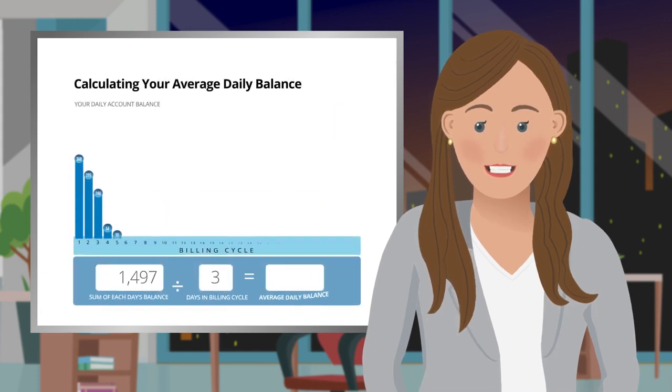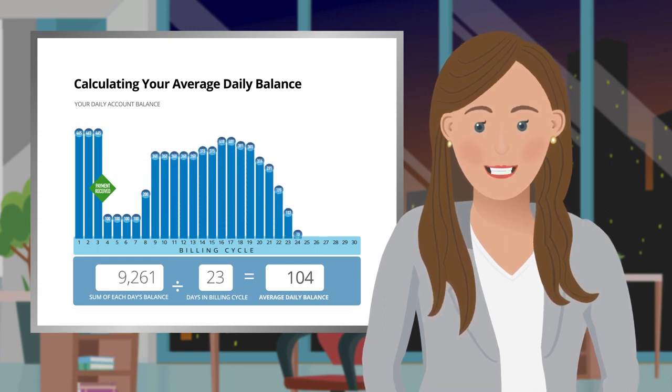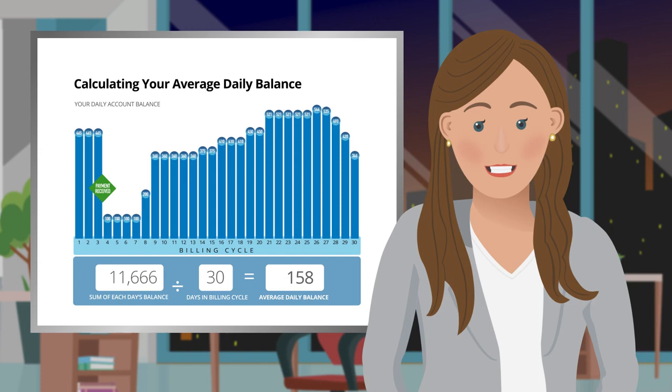Average daily balance is calculated by taking your account balance at the end of each day of your billing cycle, adding these balances, and then dividing that sum by the number of days in your billing cycle.